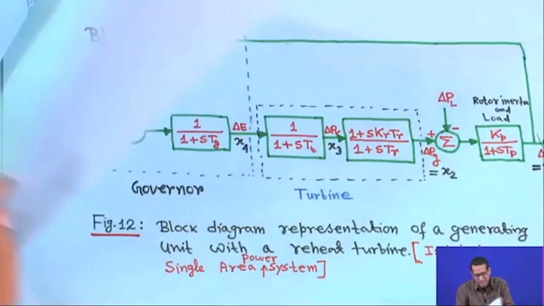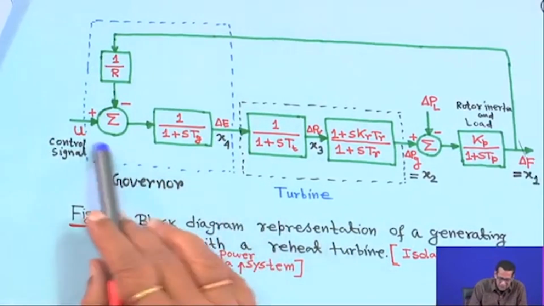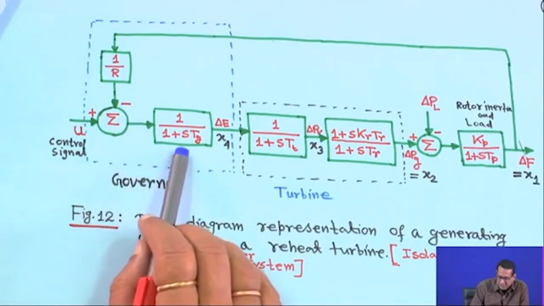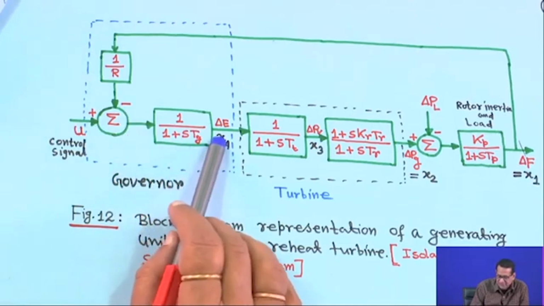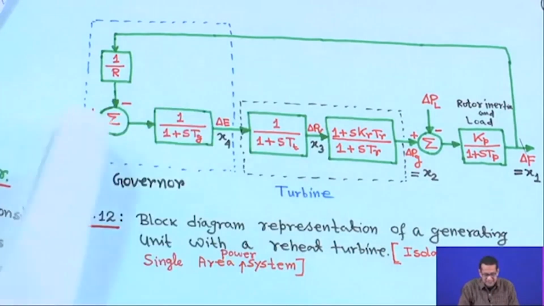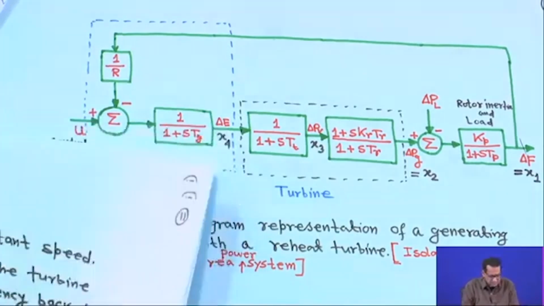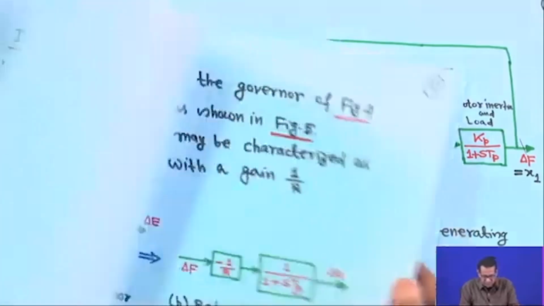Now, if you combine, it will be like this, because this governor block we got it. U minus delta F upon R, this is delta E. Let me just take a minute, you go one after another. Then just see this part, this is the governor part, this we have made. Just hold on, I will show you.